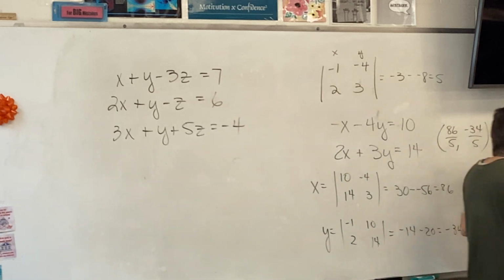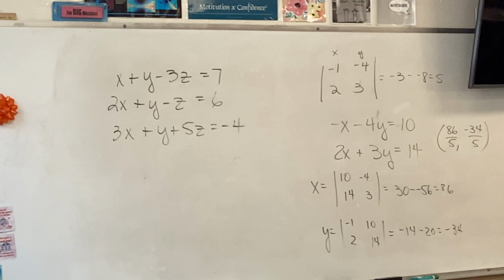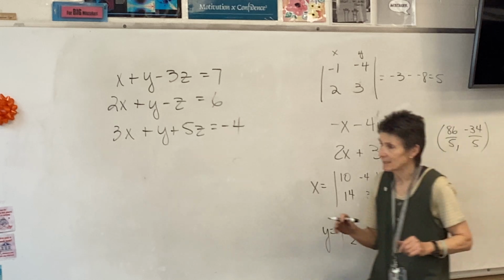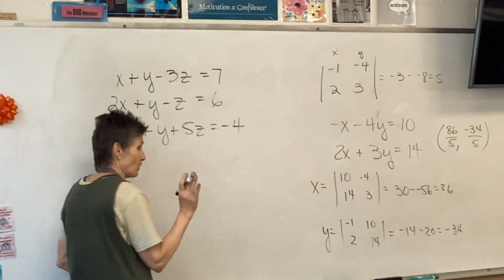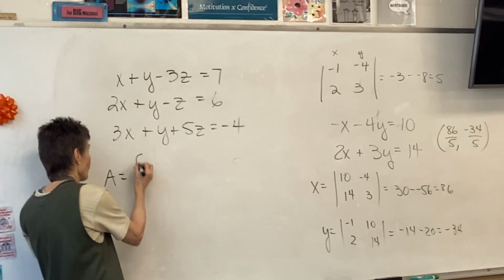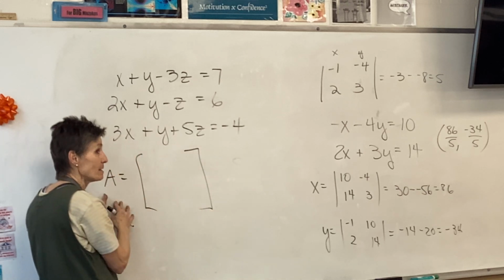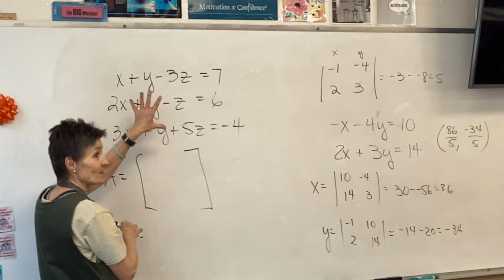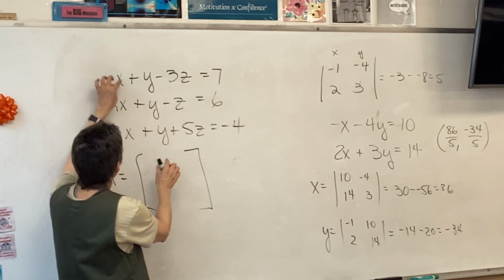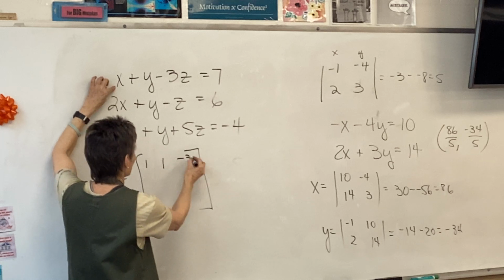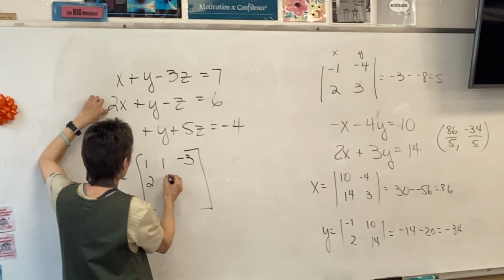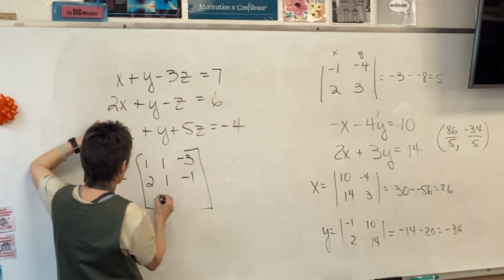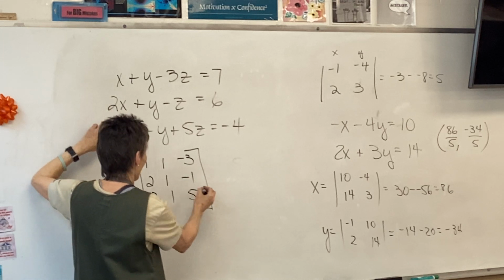This is going to be a total calculator problem. However, in order for me to know what was going on, you need to show me what you are putting into the calculator. So, the first thing you're going to do is write down matrix A, and it is going to be the coefficients of x, y, and z. So 1, 1, negative 2, 1, negative 1, and 3, 1, 5.